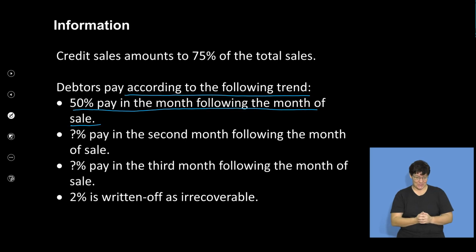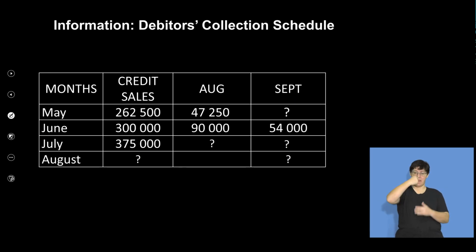Okay, so the same applies to the month thereafter is also an unknown, and then you are told that 2% is written off as irrecoverable. Okay, so this is the trend in which our debtors will be paying us. Right, so immediately we go on to the question and we say, right, fine. Now look at the information that you have, right? You are told that this is your credit sales figure, which is exactly what we want.